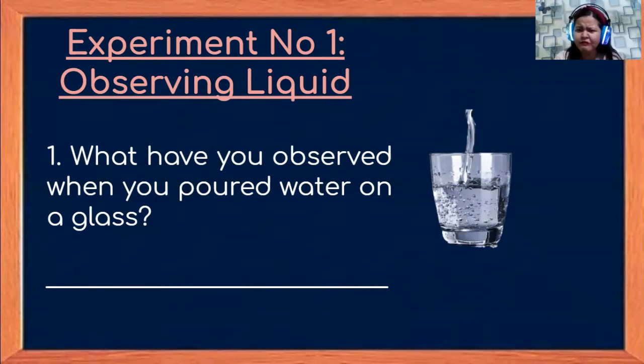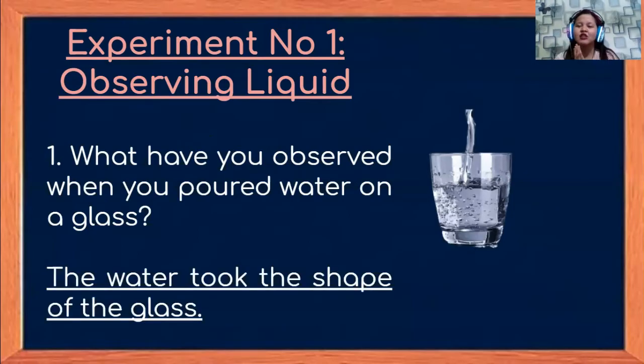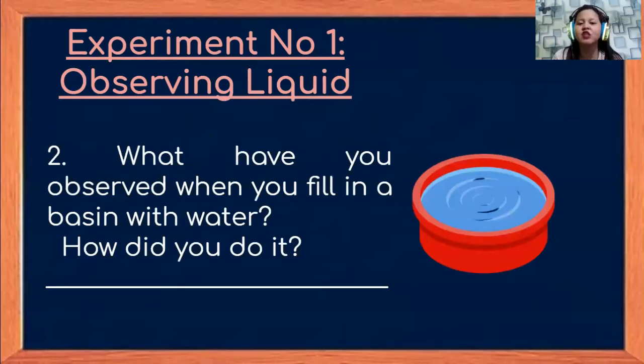So what have you observed there? A possible answer for that is the water took the shape of the glass, okay? So, for example, the water is from the tumbler and we poured it inside a glass. From being square, the water now becomes circle or round. Okay? Next question. What have you observed when you fill in a basin with water?